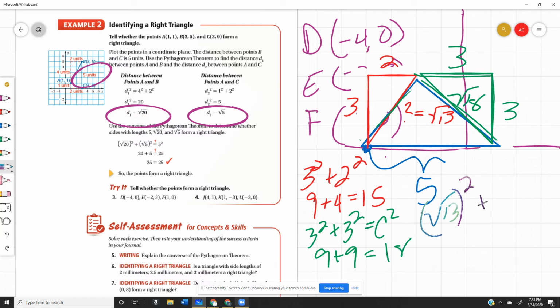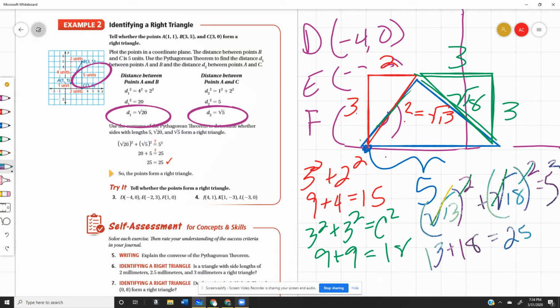Square root of 13 squared plus the square root of 18 squared should equal 5 squared. Okay, so we're going to have some canceling going on here. These are going to cancel. And we're going to be left with 13 plus 18 equaling 25, because 5 squared is 25. So 13 plus 18 is 31. 31 does not equal 25. So this one right here, Try it number 3, is no.